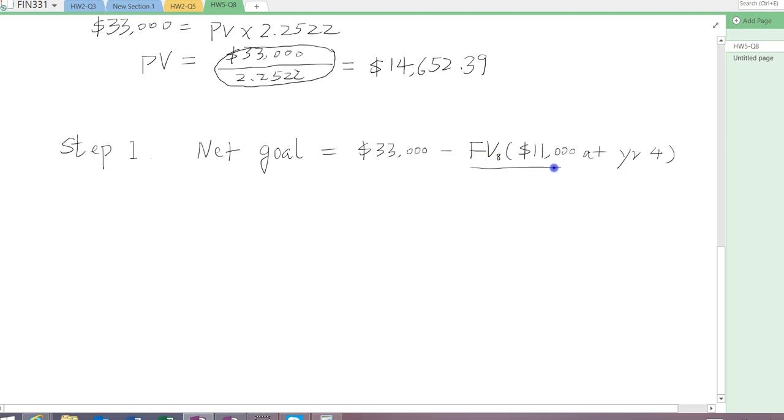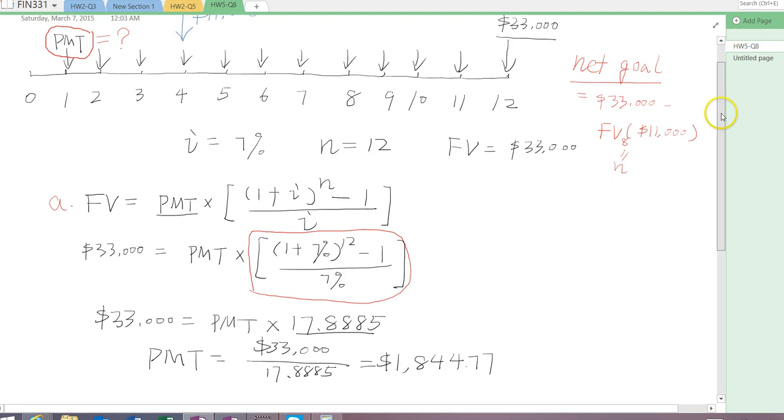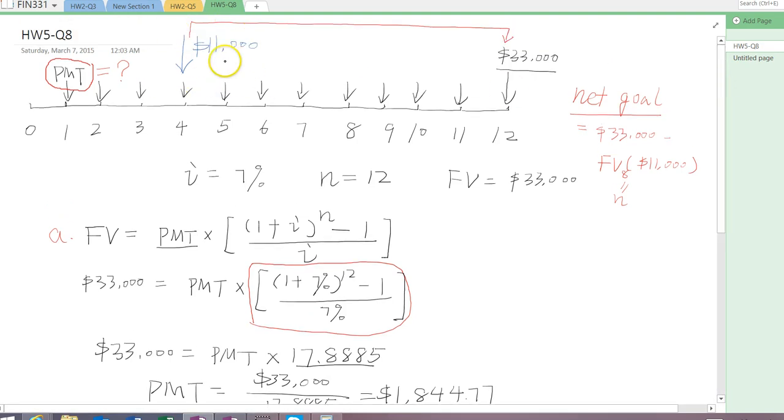So then we can do this calculation first. The net goal will be $33,000 minus $11,000 times the future value formula, 1 plus the interest rate, 7%. And again, the power here should be 8, not 12, sorry, because you only have 8 years between the year you receive this payment, year 4, and your future date, year 12.